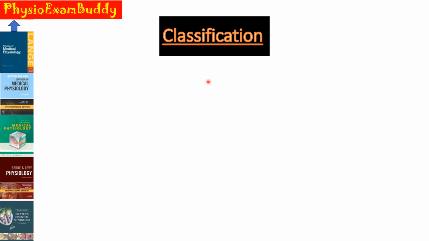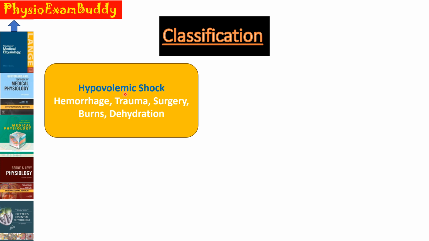Next, on the classification of the shock. First type of shock is the hypovolemic shock, and this is mainly due to decrease in the blood volume, which can occur due to hemorrhage, trauma, surgery, burns, as well as fluid loss due to vomiting and diarrhea producing dehydration.